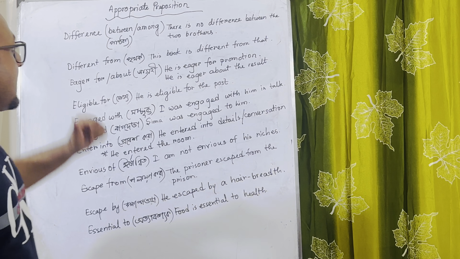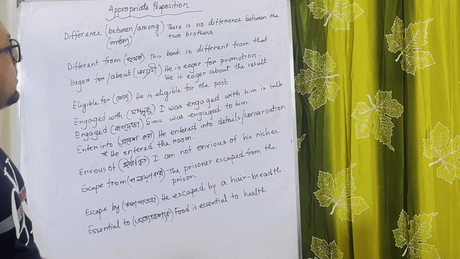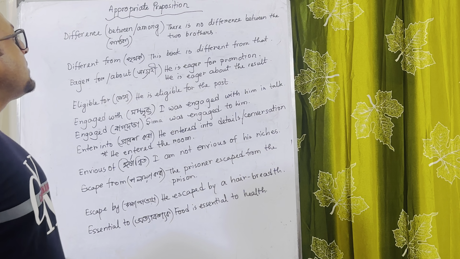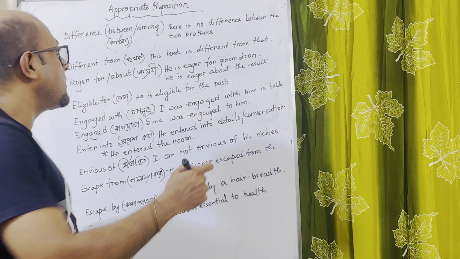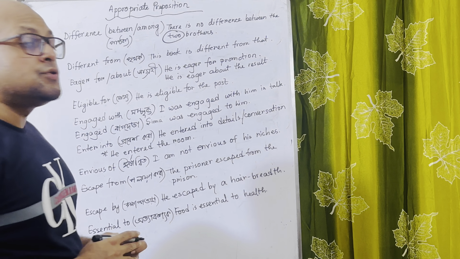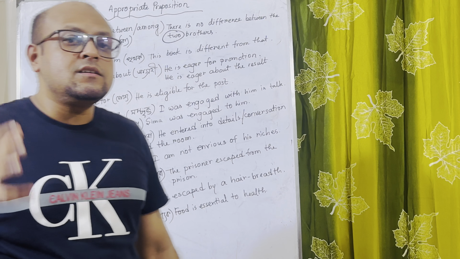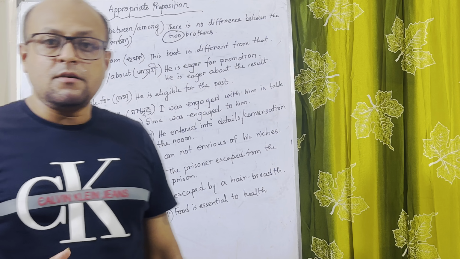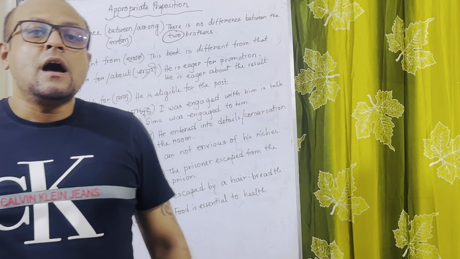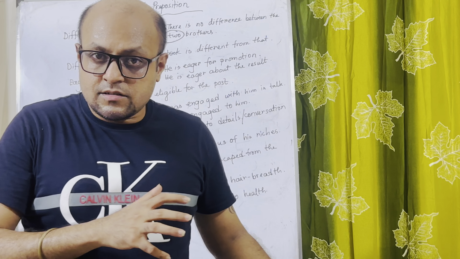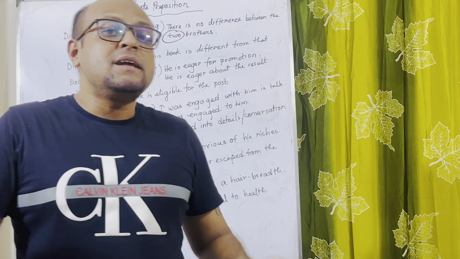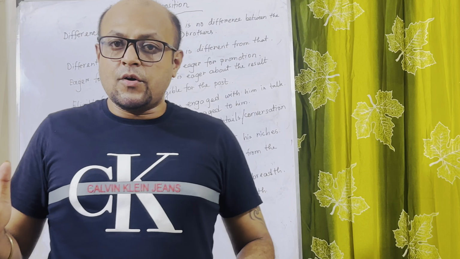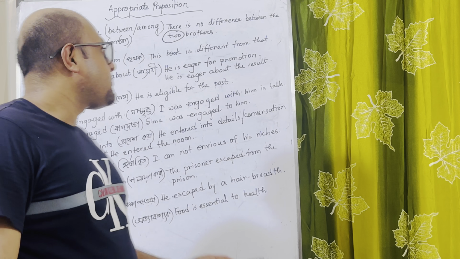Okay, so take a look at the example. There is no difference between the two brothers. Here I have mentioned 2 so that you can easily understand that you need to use between two brothers. Remember, you can never use among two brothers, or use between 3 brothers. Alright, so keep that in your mind.